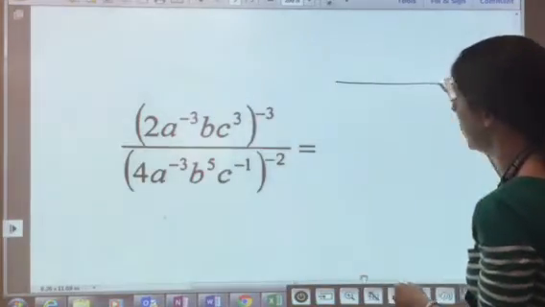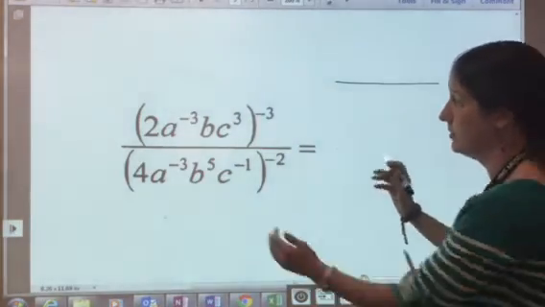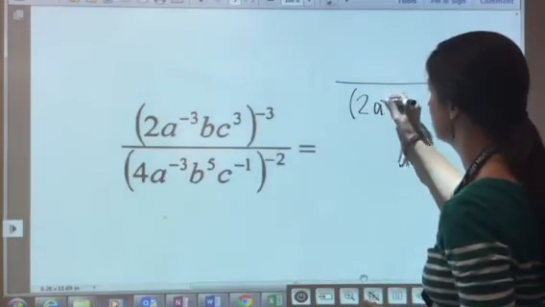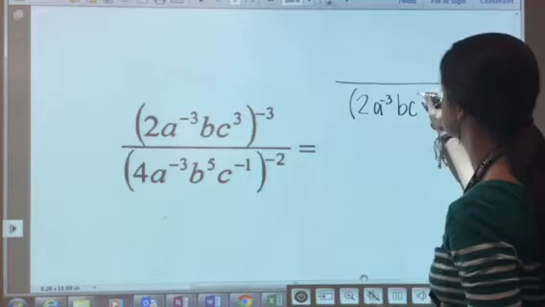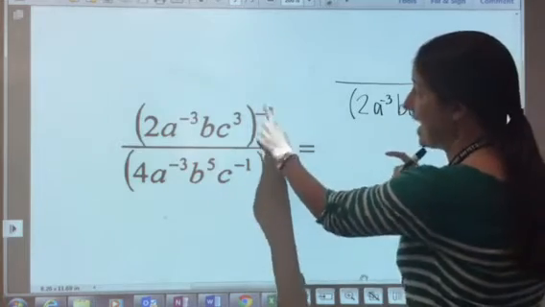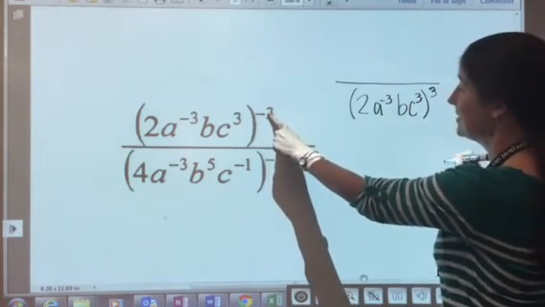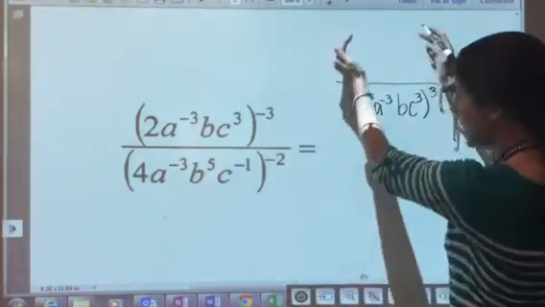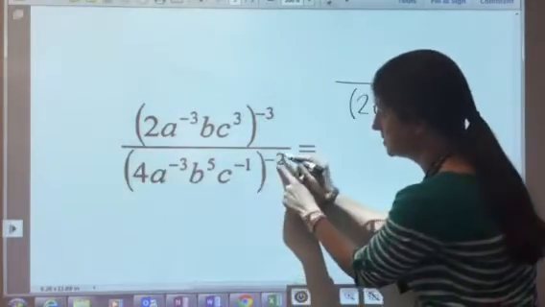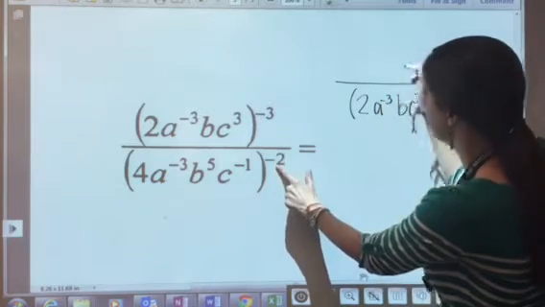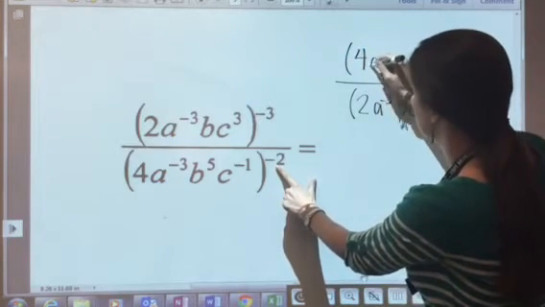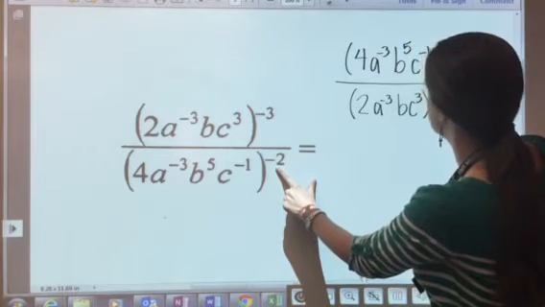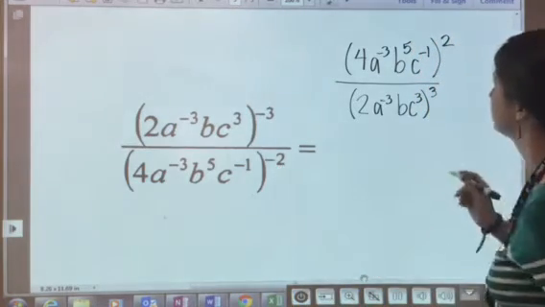So I'm going to start off by rewriting my problem. Everything here is going to go to the bottom, 2a to the negative 3, b, c to the third, and this outside exponent can turn positive. Then I can do the same thing. Everything here moves to the top just the way you see it, because the only thing we're doing is changing the sign of this exponent. So it's 4a to the negative 3, b to the fifth, c to the negative 1 squared.